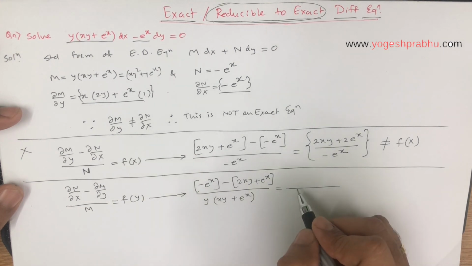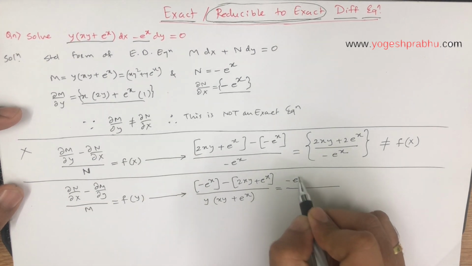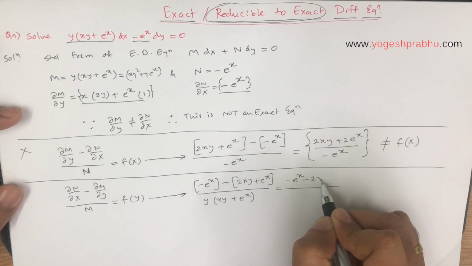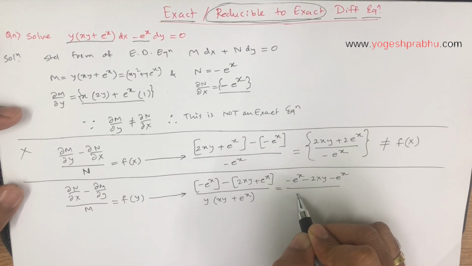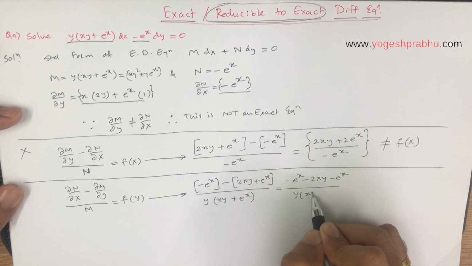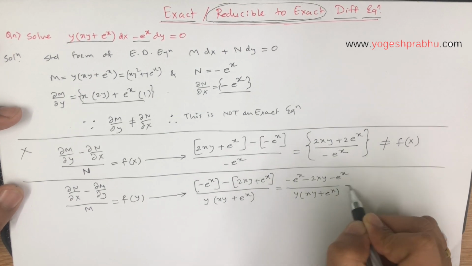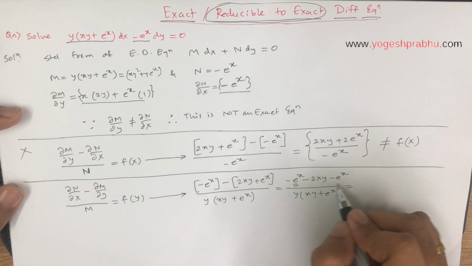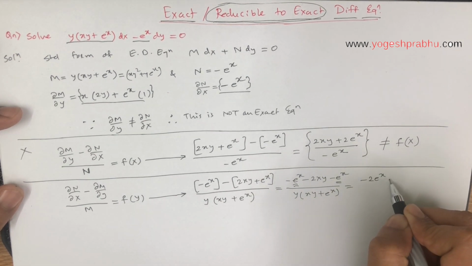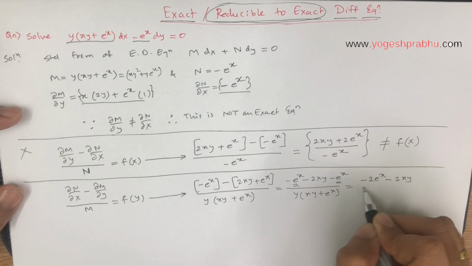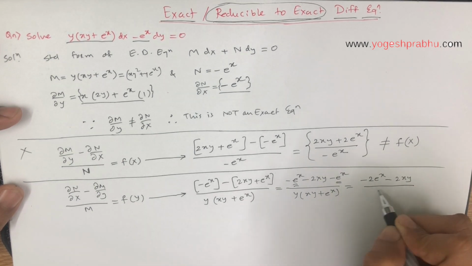Okay, let's see if that happens. This is going to be negative e to the x minus 2xy minus e to the x, and then this is, well, let's just keep y(xy + e to the x) as it is. Let us simplify further. You can club these two terms, then that will be minus 2e to the x minus 2xy. I'm doing each and every step so that you understand things better.